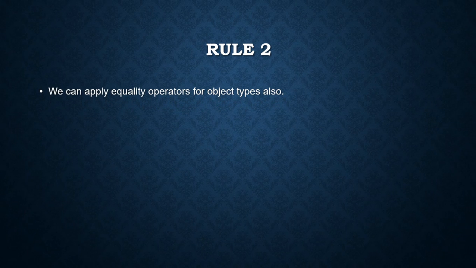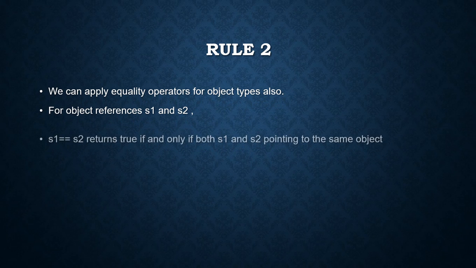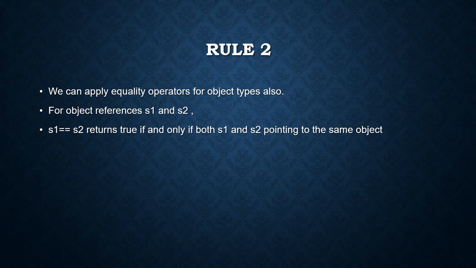The second rule that we have to remember is that we can apply the equality operator to object types also. Yes friend, exactly, as in relational operators we cannot compare two objects, but here we can. Let me tell you what actually the meaning of equality is. Let's suppose we have two object references, s1 and s2, and I have two references for a particular object. Now both of my references are pointing to the same object.